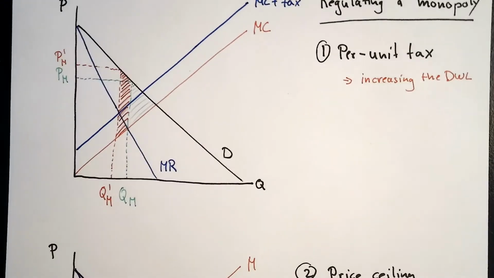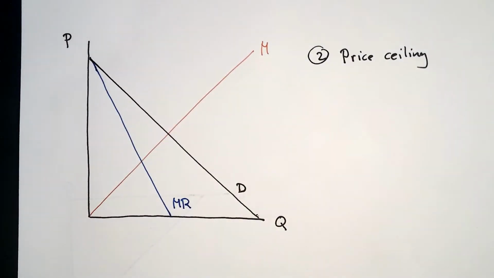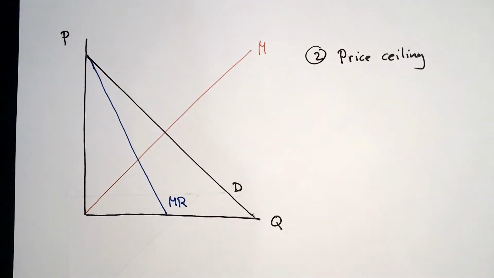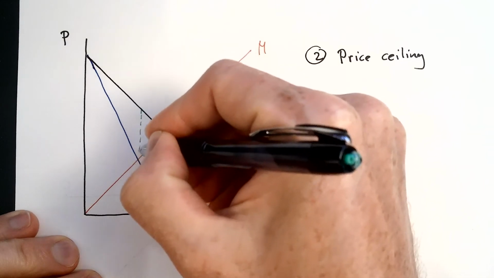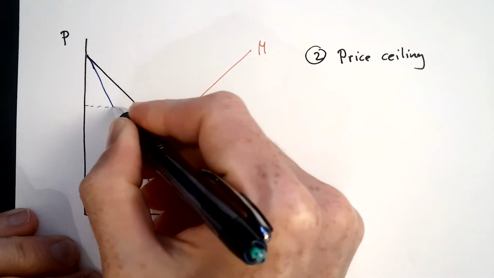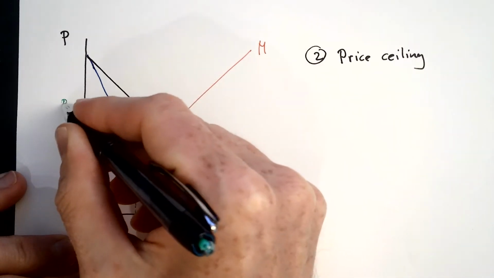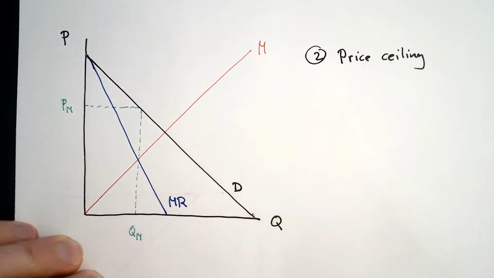Now, let us have a look at a second policy. And here in this second policy, we are going to have the price ceiling. So as before, let's assume that there is no policy, and hence we have the monopolist setting marginal cost equal to marginal revenue, which gives us the monopoly price and the monopoly quantity.